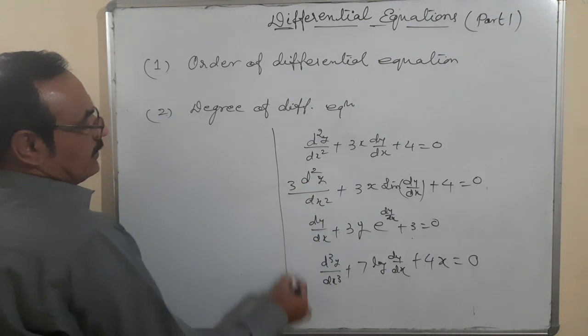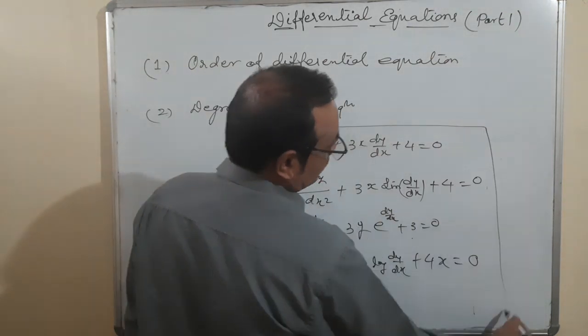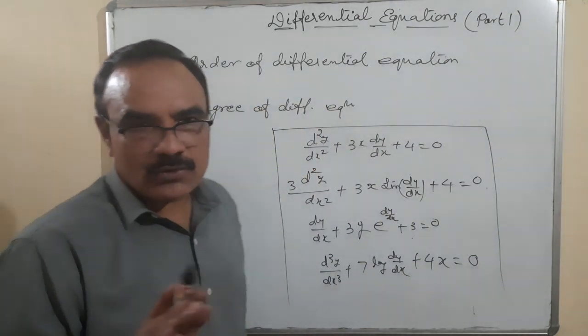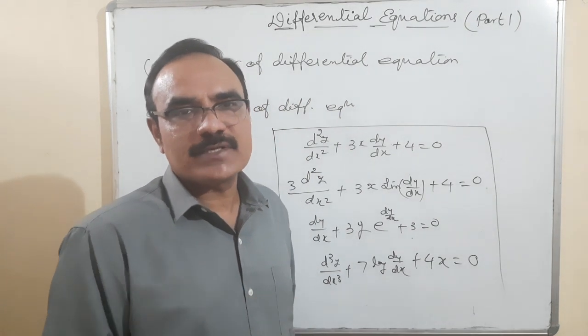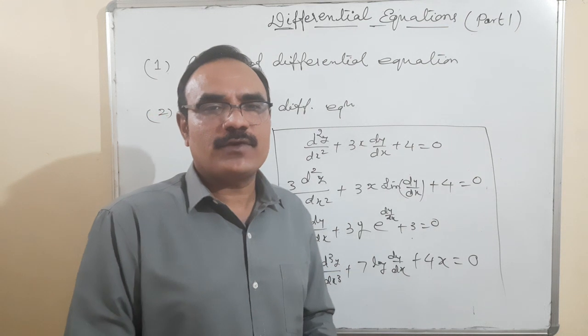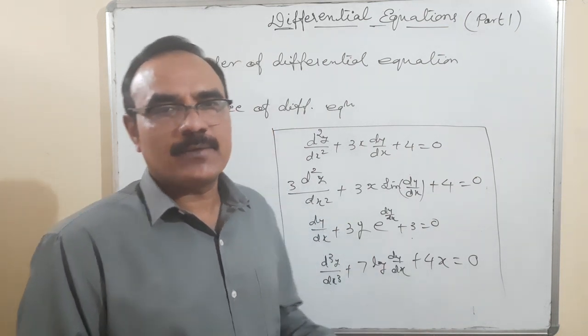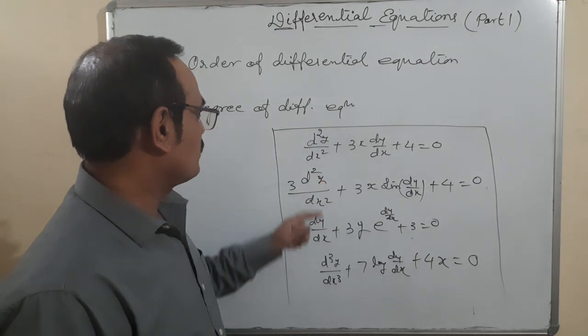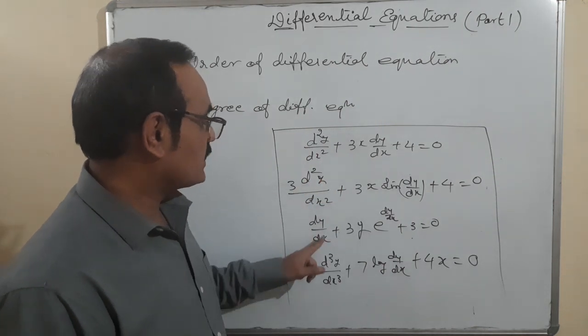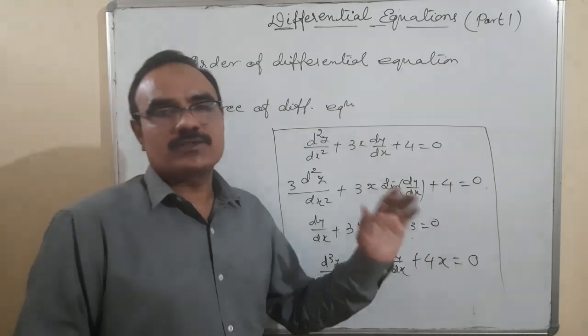Here we are going to find the order and degree. In order, I think there is no confusion at all. If any term is given, we find the highest ordered derivative, and that is the order. Here the highest order is 2, here 2, here 1, and here 3. So these are the orders.